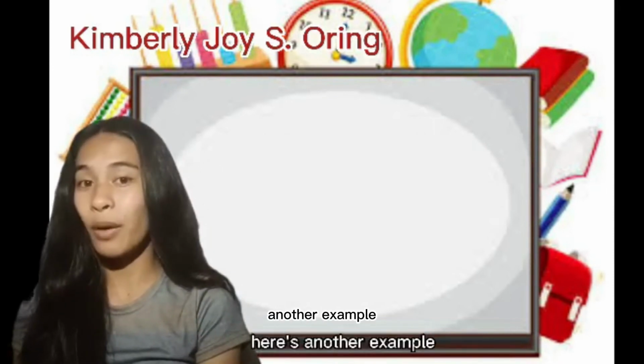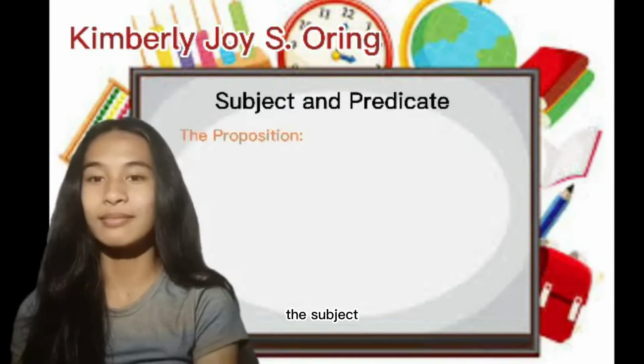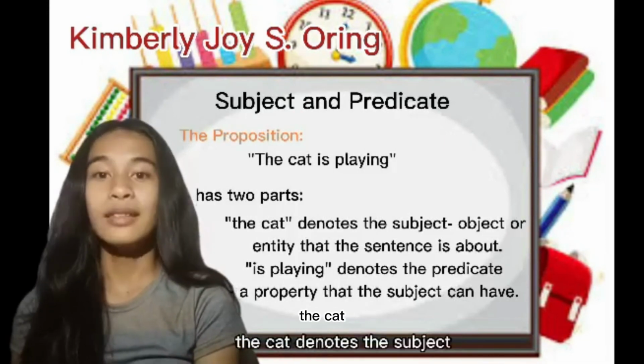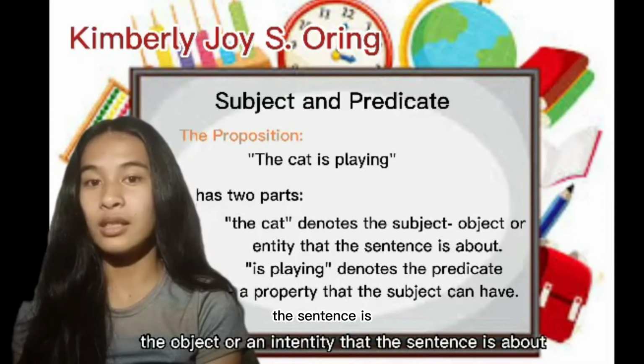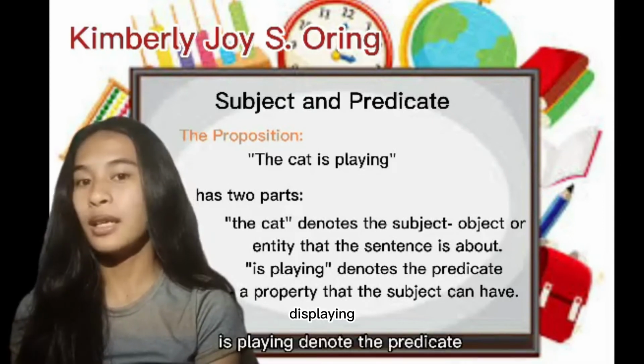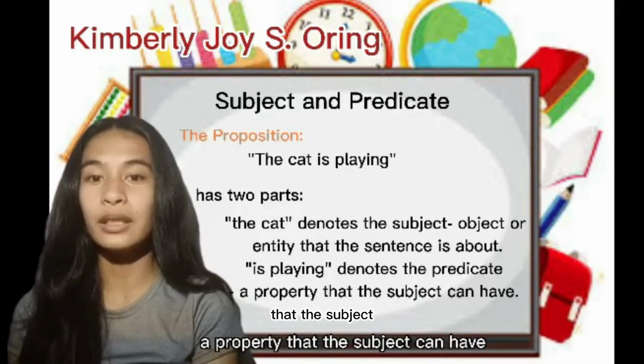Here's another example where you can identify the subject. The cat is playing. The cat denotes the subject, the object or entity that the sentence is about. Is playing denotes the predicate, a property that the subject can have.